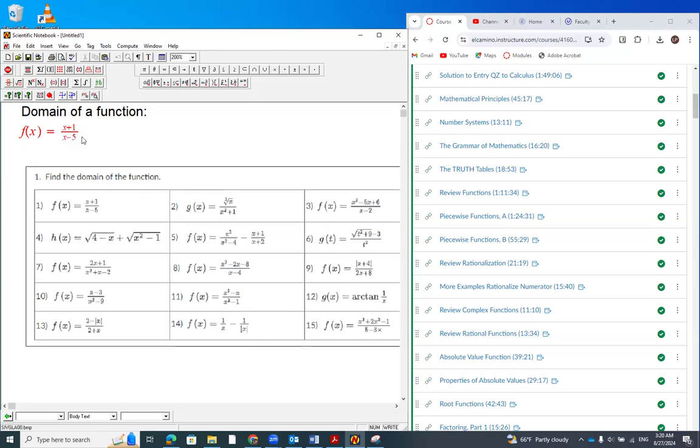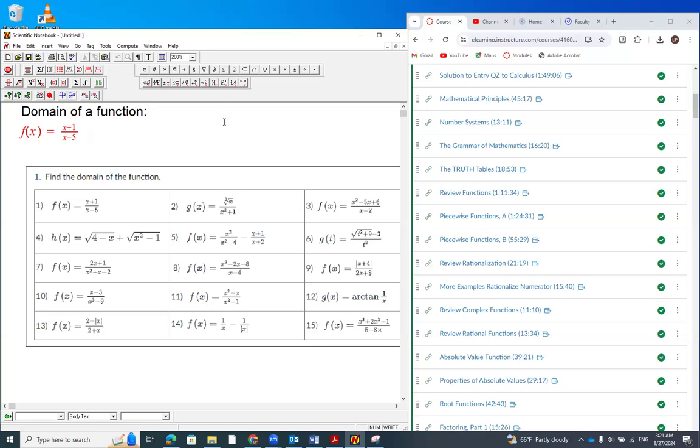This function has a numerator and denominator. The numerator is a polynomial, so its domain is all real numbers. The denominator is also a polynomial, so this is a rational function. For a rational function, where the numerator's domain is all real numbers, the only part we need to work with is to guarantee the denominator is not zero.